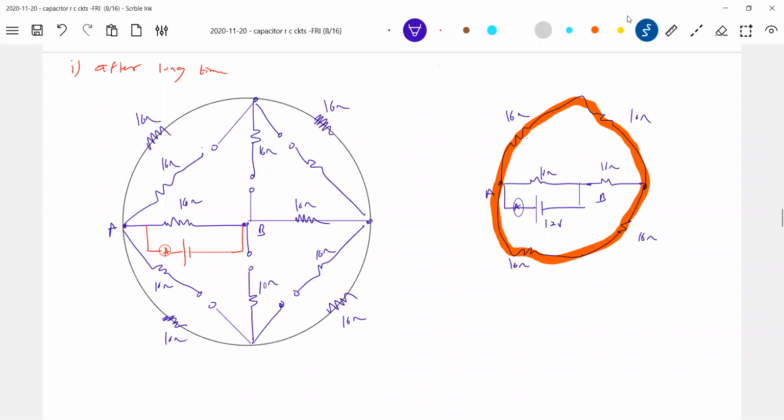And now there'll be flow of current. Without this resistor, there would not have been. So because of this resistance, the current will come here. Current will branch. Anybody, resistance of this?